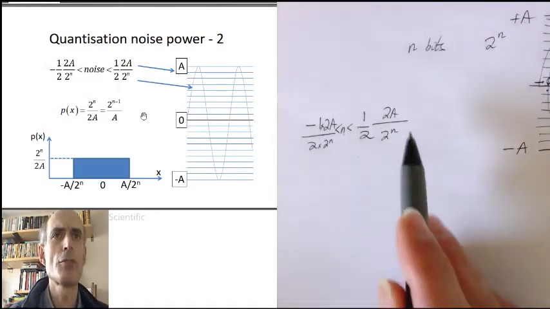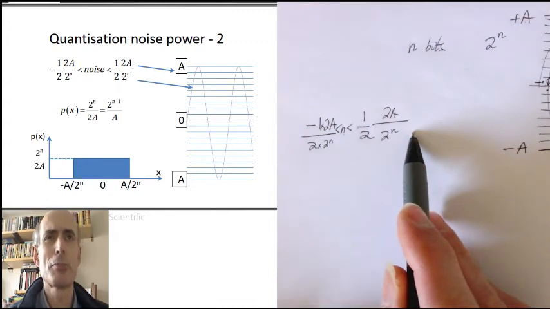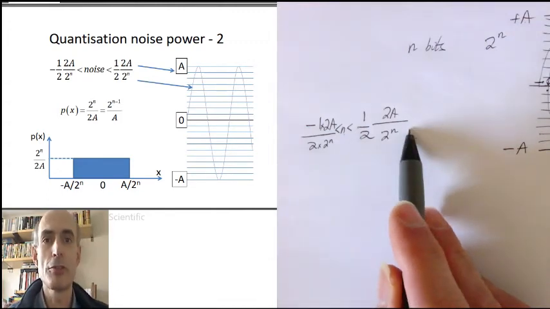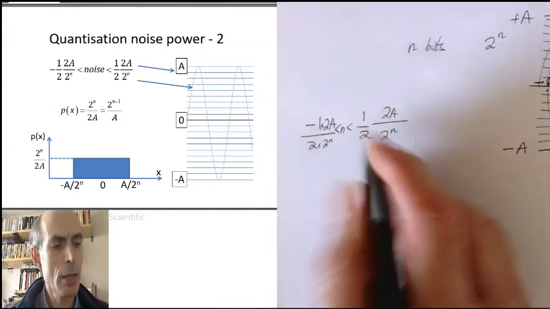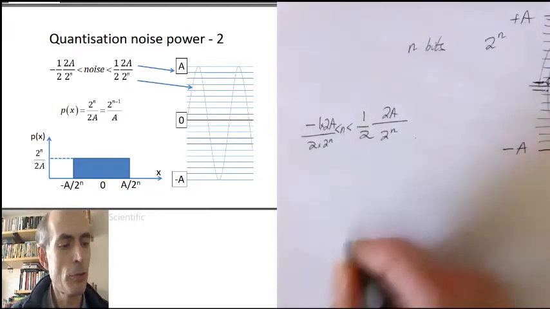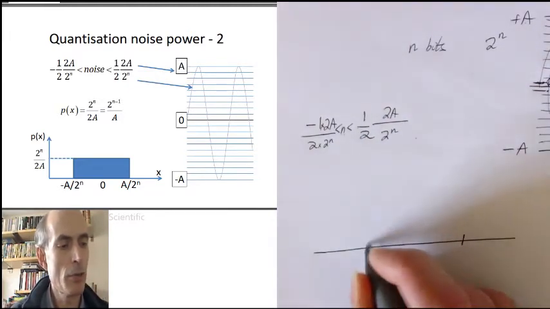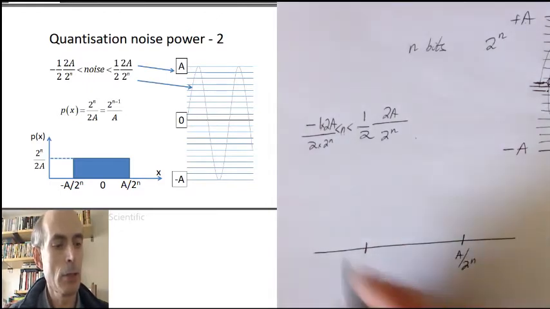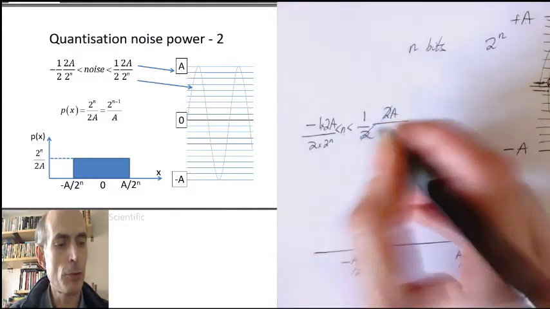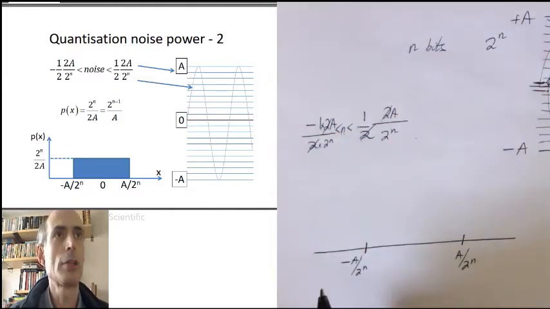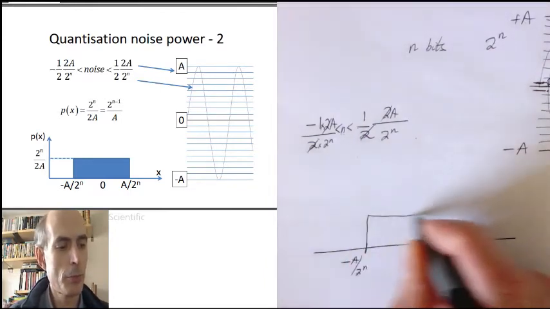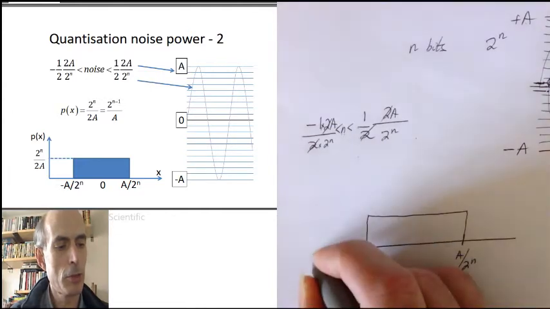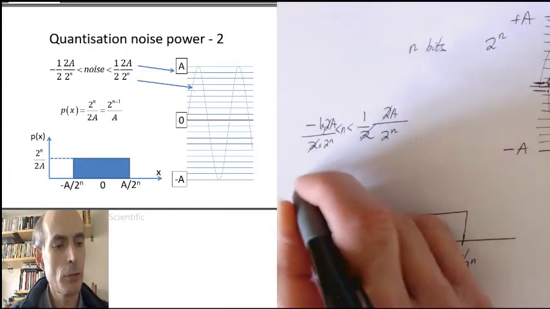So if we know the range, we can work out an expression for the probability distribution of this form of noise. Here we know that the amplitude of the noise must lie in the range from a over 2 to the power of n to -a over 2 to the power of n. I've just cancelled those 2 in the expression there to get these limits. And with a uniform probability distribution, the probability distribution curve would look like this.